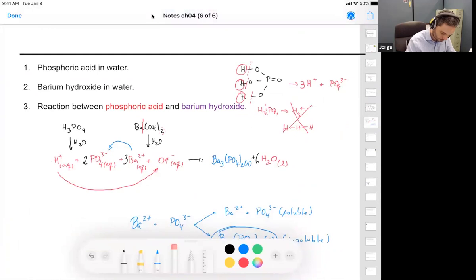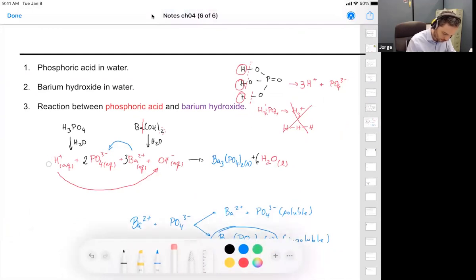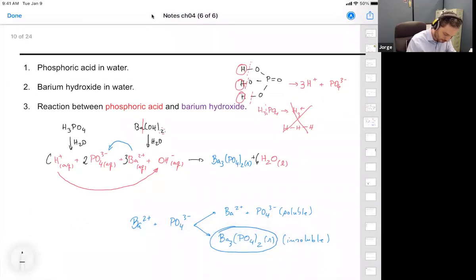Therefore, we have 12 hydrogens. Sorry to count. We have 6 hydrogens here and 6 hydrogens from there, totaling 12. So if you simply use the coefficients that came from the molecular equation, you are going to get the numbers right away. So that's the overall ionic equation.